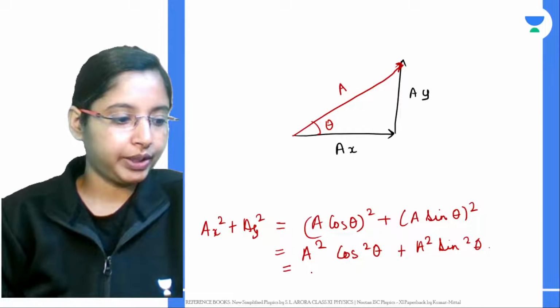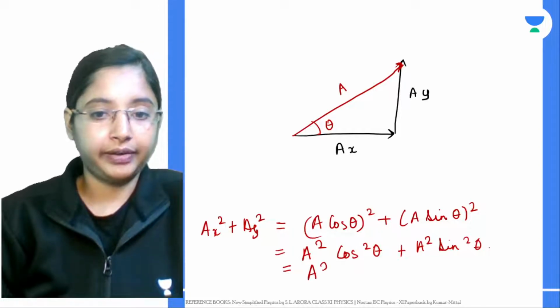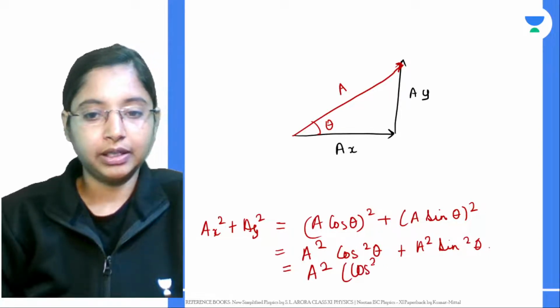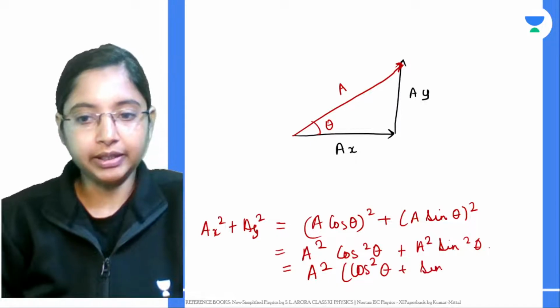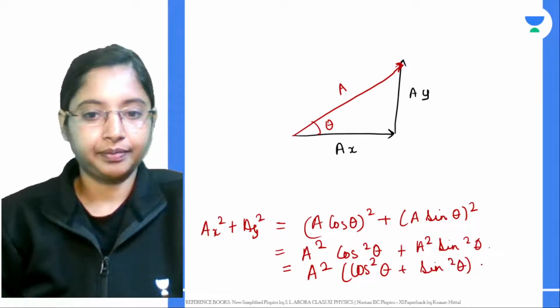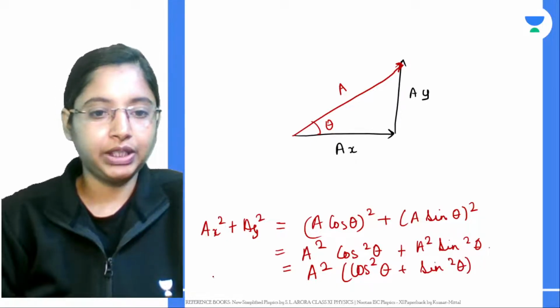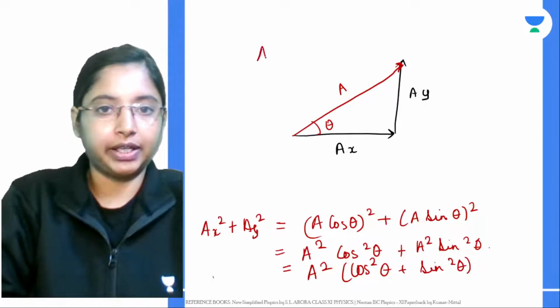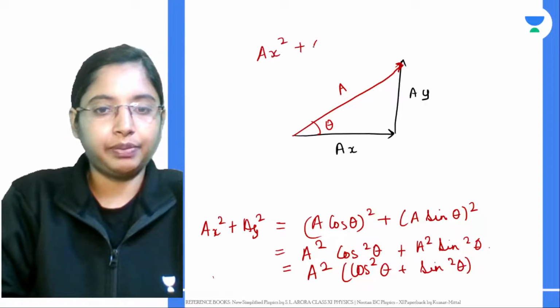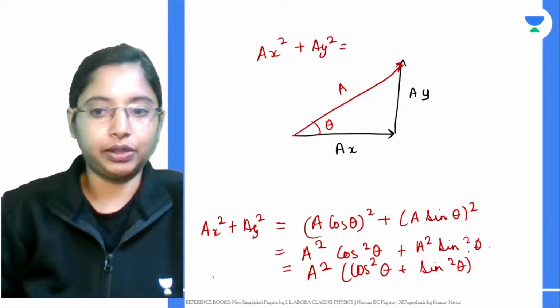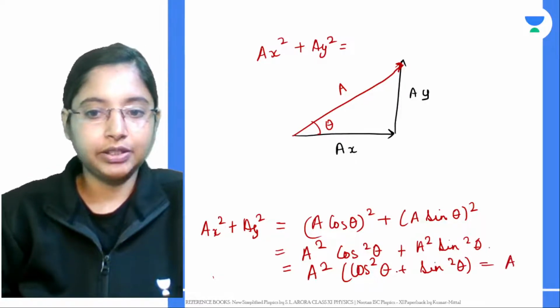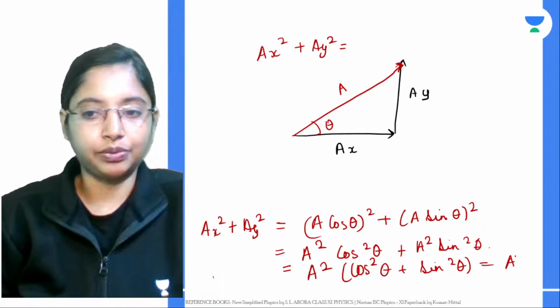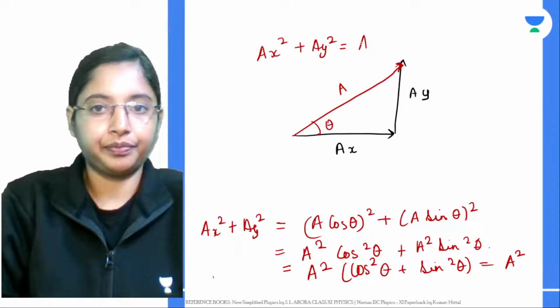What is cos square theta? Ritima, the answer is correct. Cos square theta plus sin square theta, the value is 1, okay? So if you see, let me write it again over here. Ax square plus Ay square is equal to, in this case you will get sin square theta plus cos square theta is 1, so you get A square, okay?